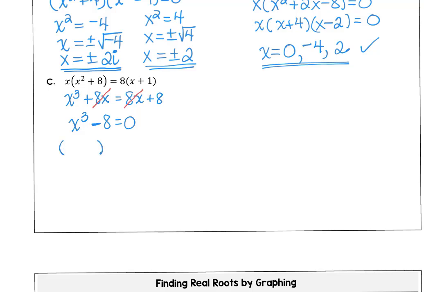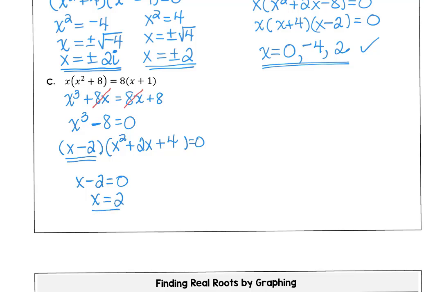Small parentheses, large parentheses. X minus 2 are my A and B terms. X times X, opposite operation, 2 times X plus 2 times 2. So this piece is very simple. We know that X minus 2 is 0 when X is 2. But this part, we're going to need to use the quadratic formula in this case.